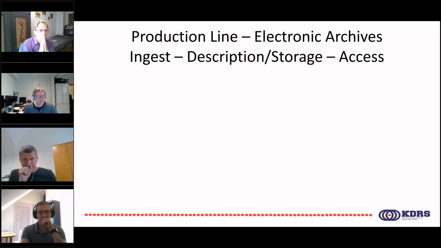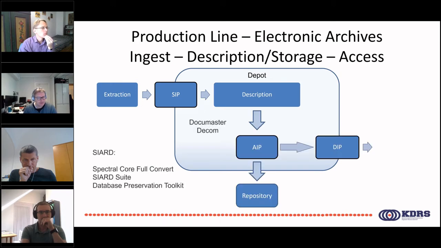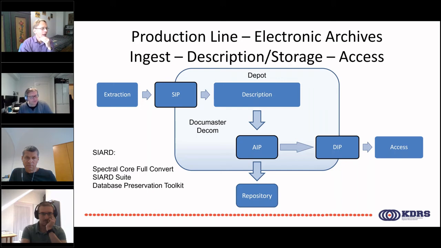The production line we are using, and now I switch to a CODRS slide I used earlier. We have the extraction into zip, the archival depot. We are adding the description using the tool, ending up with an archival package, AIP, stored down in the repository, as we are using SIARD for this. And to the right side, we have the access and possibly dissemination package, DIP. And down on the left side, we can see SIARD. We are using Spectacor Full Convert, SIARD Suite, and Database Visualization Toolkit.